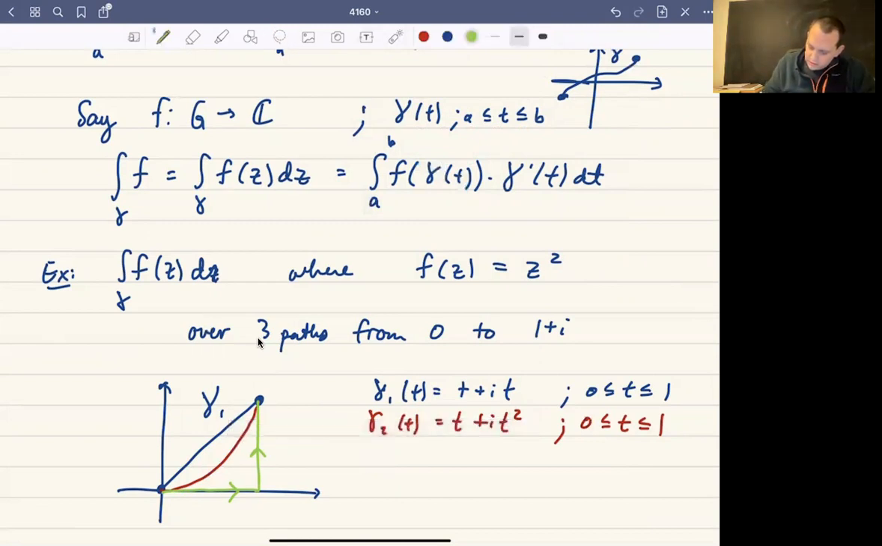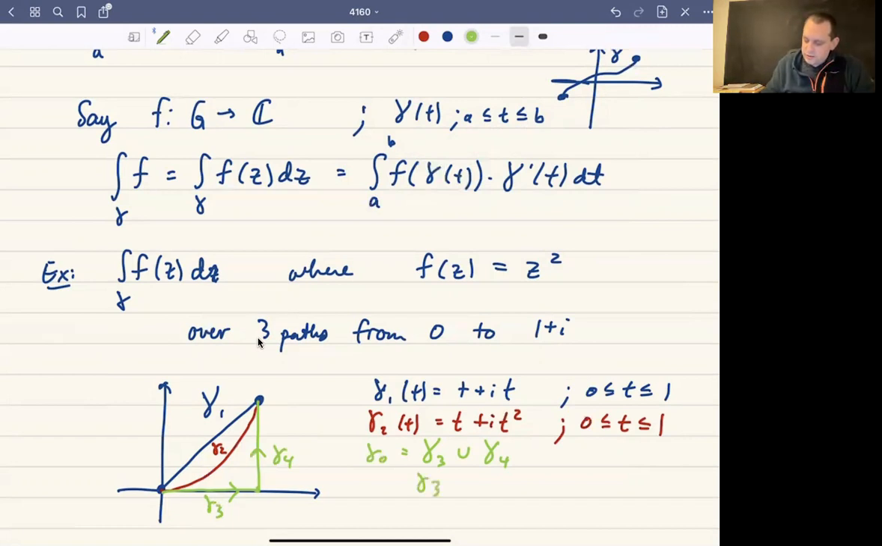And so I guess we might as well call these gamma 3 and gamma 4. And then gamma is going to be what I'm going to call the union of these two curves. Gamma itself is not a smooth curve, but it's piecewise smooth, meaning that it consists of two smooth pieces. And gamma 4 starts where gamma 3 ends. So I'm going to call that the union of those two paths.